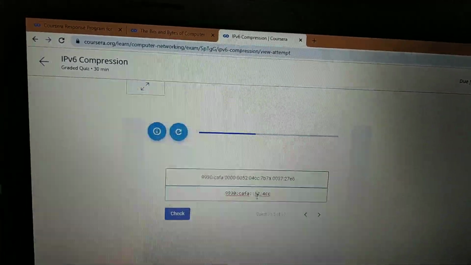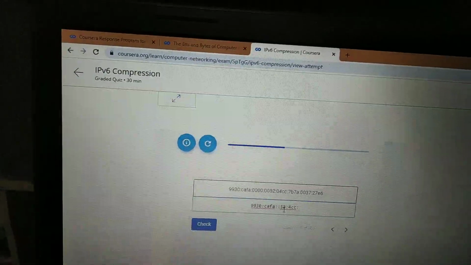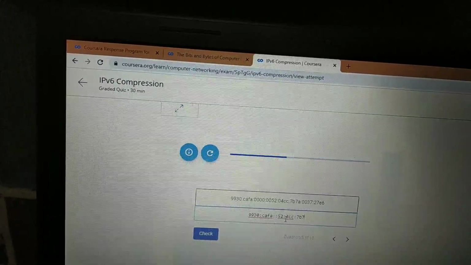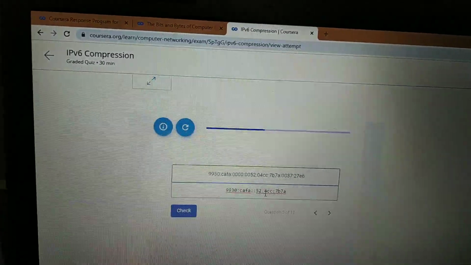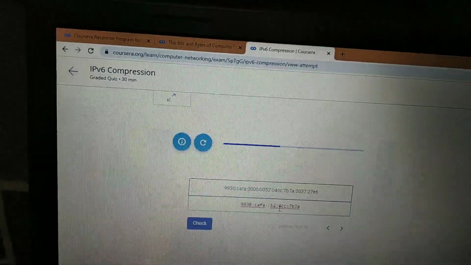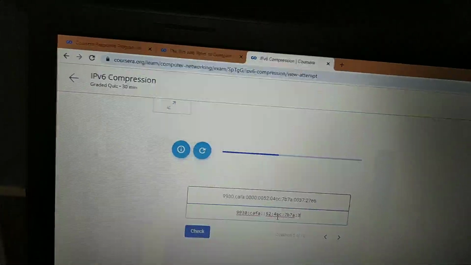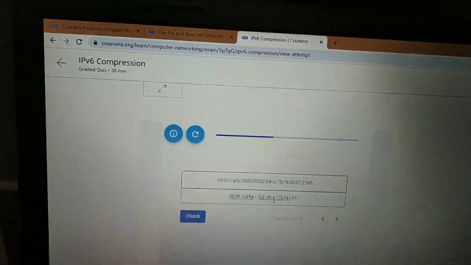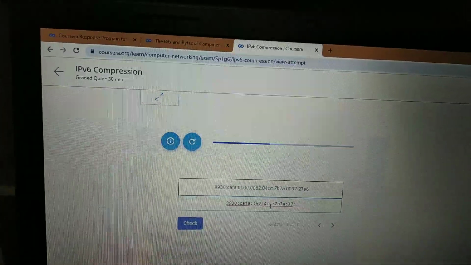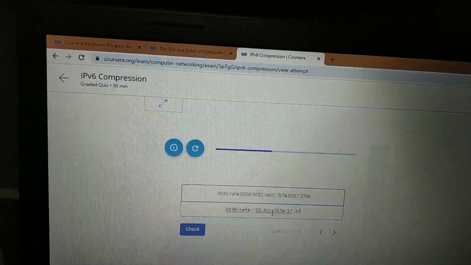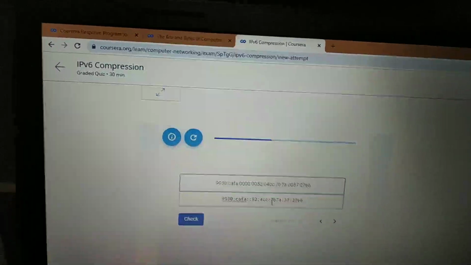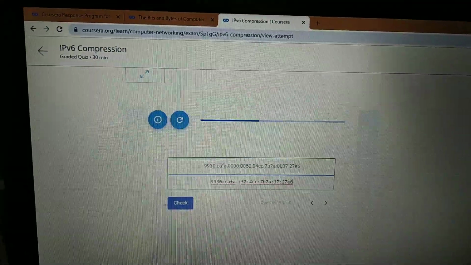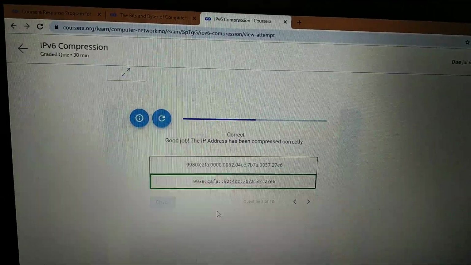Next 7B7A colon, 7B7, sorry, not 7A, 7B7A, and eliminate those zeros, 37 colon, next 27 E6, right? E6. In this way we can do it. This is correct. In the similar fashion we can continue with the remaining.